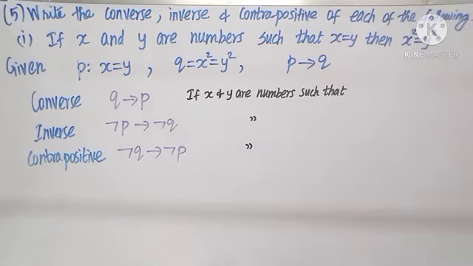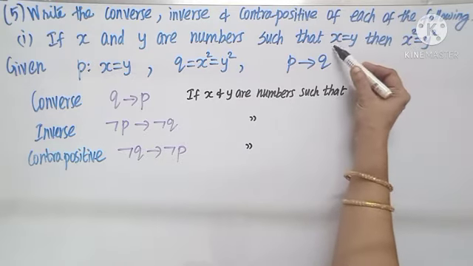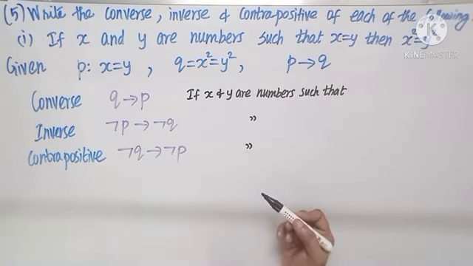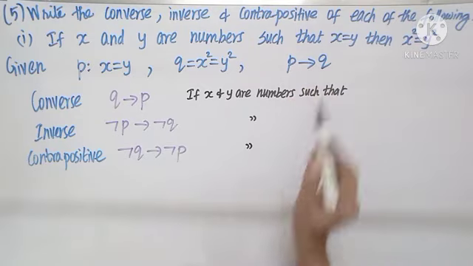Question number 5. Write the converse, inverse and contrapositive of each of the following. Subsection 1. If x and y are numbers such that x is equal to y, then x square equal to y square. There are two statements given. P is x is equal to y, Q is x square equal to y square. If, then tells me P implies Q.